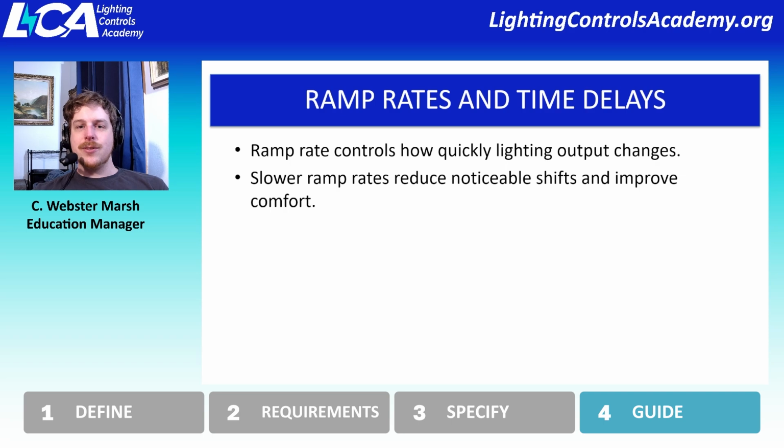So we would like slow ramp rates for daylight control, especially with dimming, because of the fact that we really can help make it an imperceptible change and allow for people to be more comfortable with the lighting that's being provided.